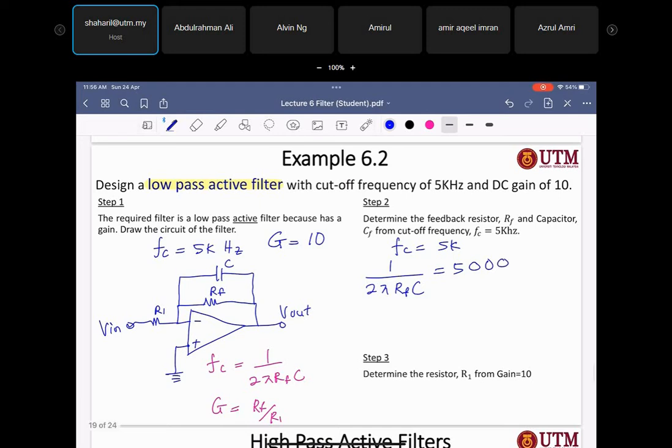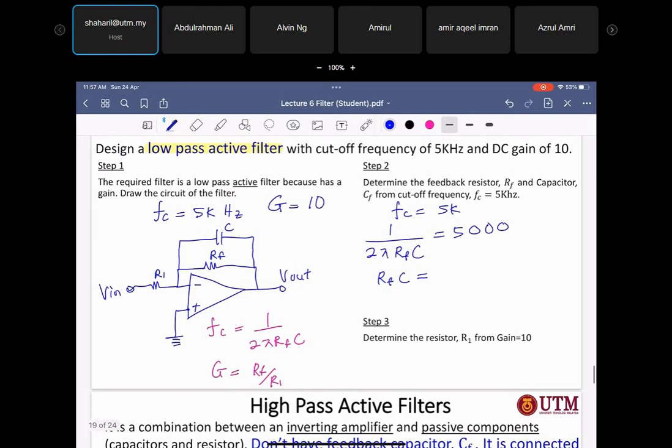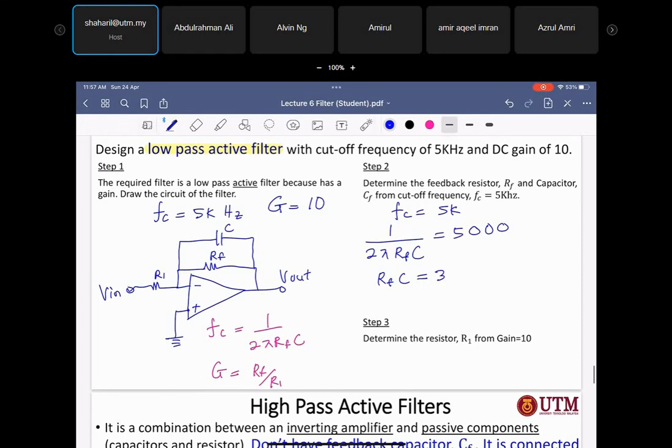All right, and then you can calculate for the R, F, and C. You got 3.183 times 10 to the power of minus 5. So let's say C, you choose about 0.03 microfarad. So now you can get the RF is equal to 1061 ohm. Okay, done.